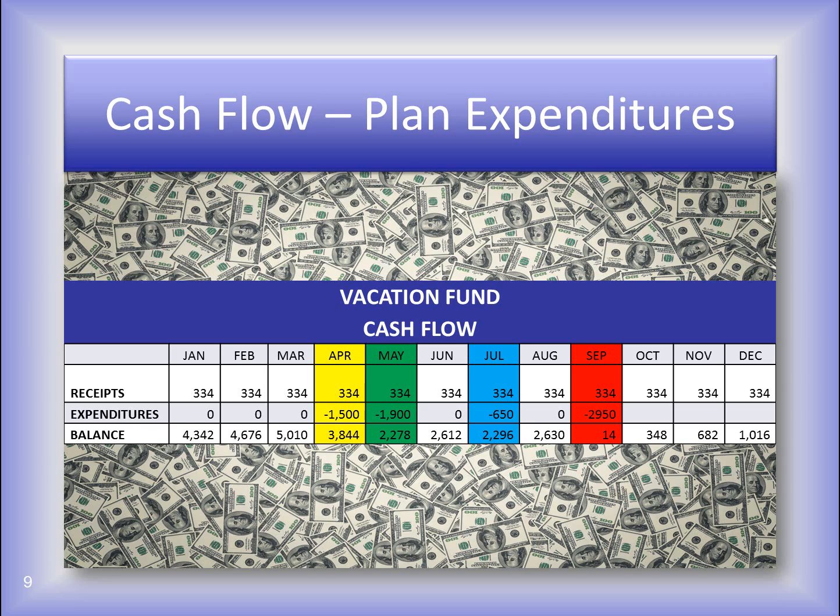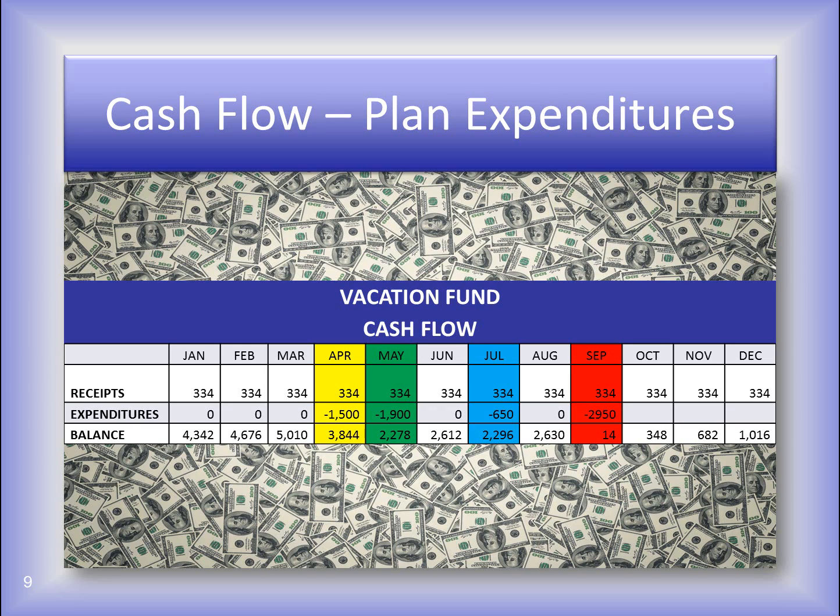In July, the rental car is reserved and paid in advance at a cost of $650, and the July ending fund balance is $2,296. No expenditures are needed in August, and in September the family takes $2,950 with them on vacation. All the expenditures, including this last amount, total $7,000, and this leaves $14 in the fund.